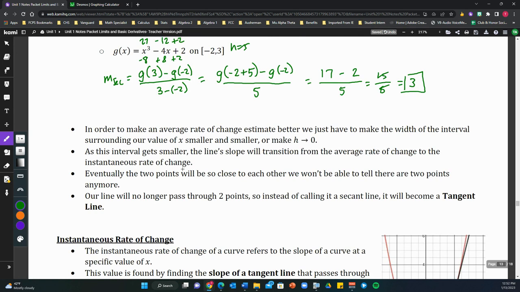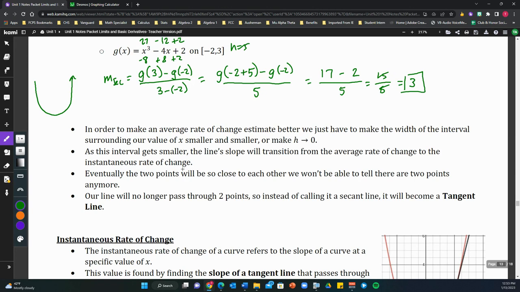So now that you've seen a couple examples of how we calculate the average rate of change, now we're going to try and extend it. In order to make an average rate of change estimate better, we just have to make the width of the interval surrounding our value of x smaller and smaller. Or another way of saying that is making h approach 0. Again, visually, this is a pretty easy concept to understand.